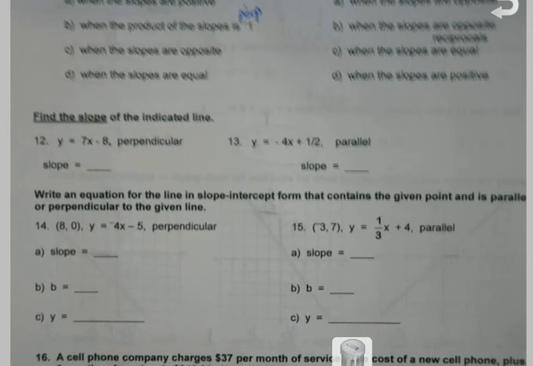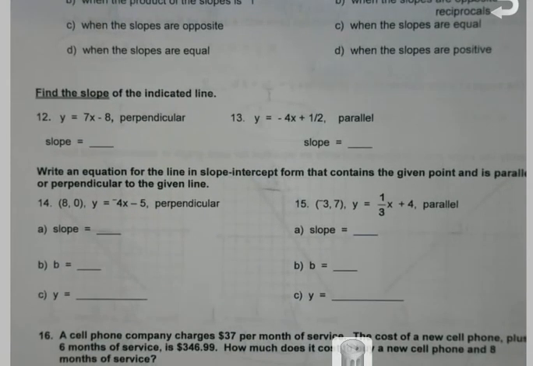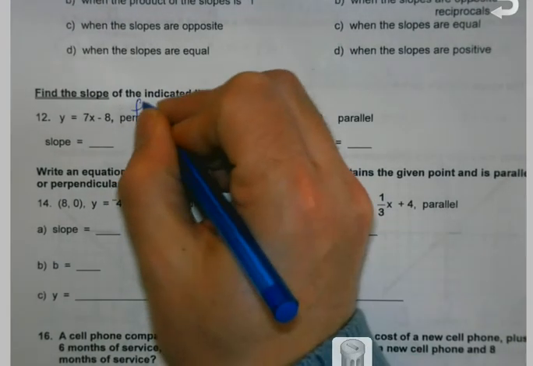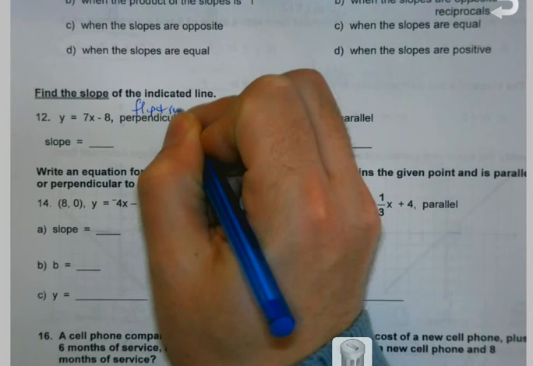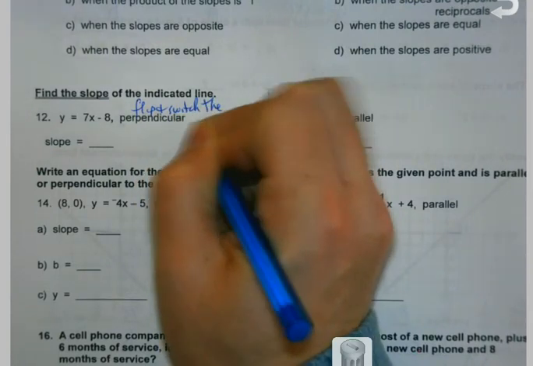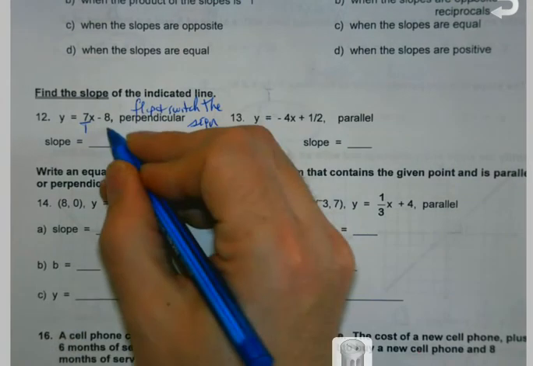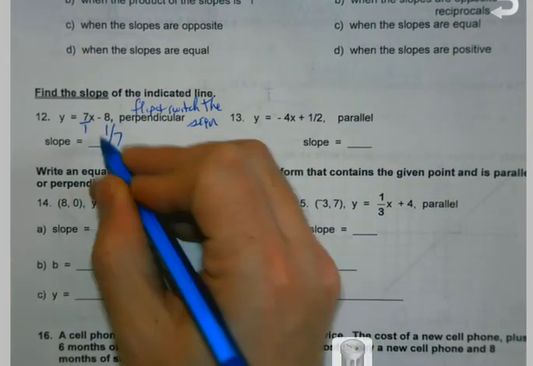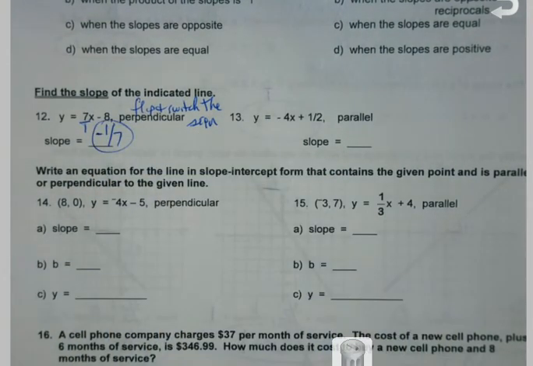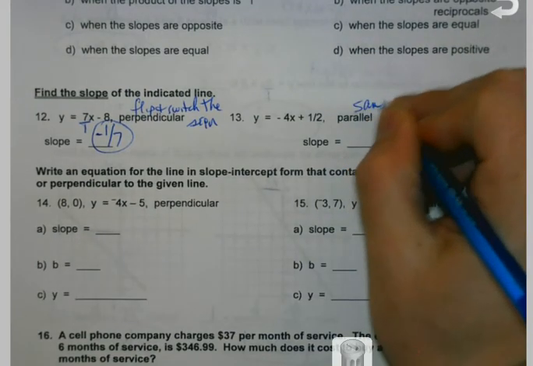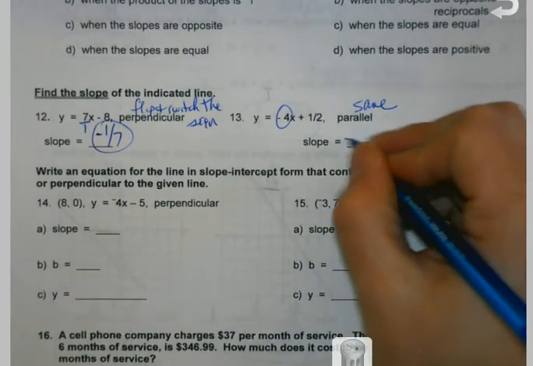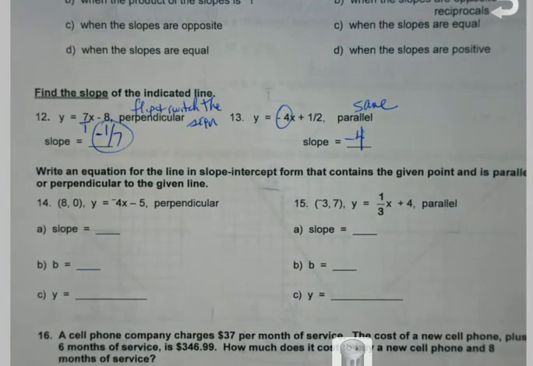Now we're getting into a little bit less work here. Find the slope, perpendicular, remember. Flip it. And switch the signs. So there's my initial slope. Flip it. Change the sign. Bang. Only when it's perpendicular though. Parallel, I just steal it. Whatever number's in front of x, that's my slope. I'm done. I'm good. I'm happy.